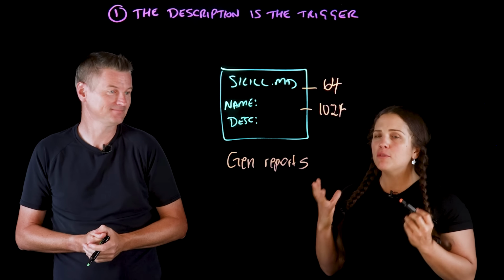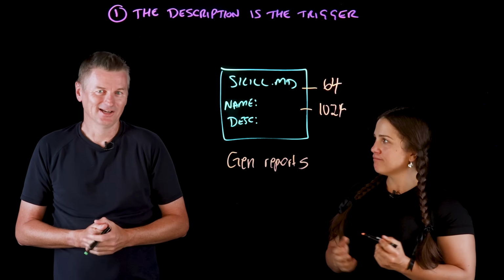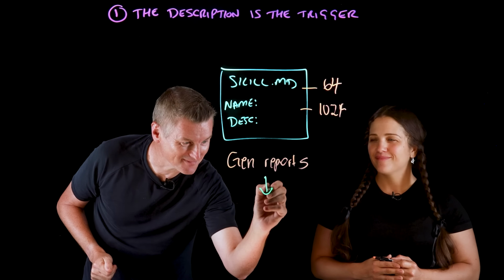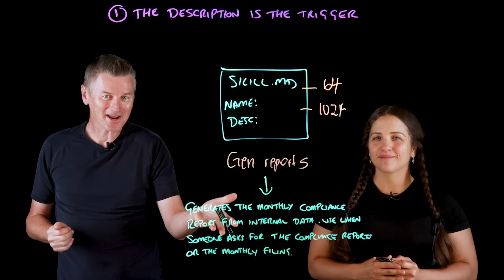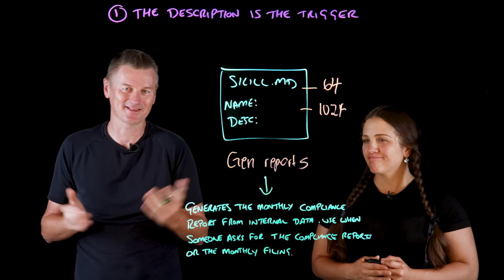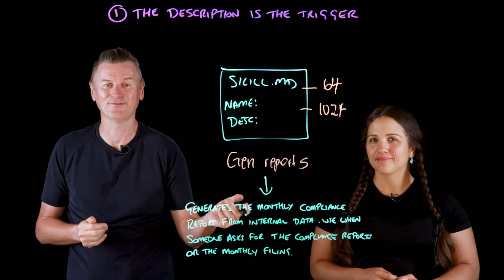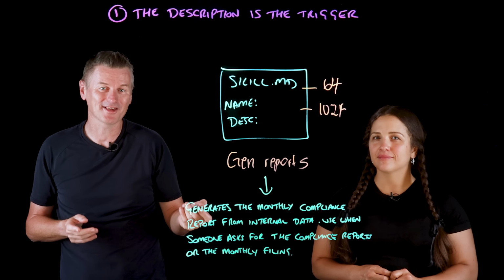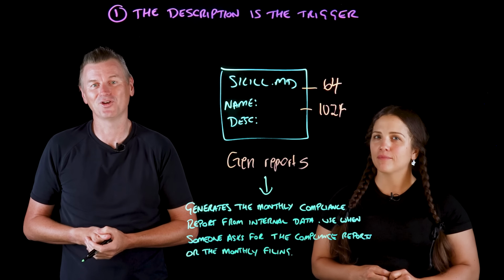Right. The fix is to say what the skill does and when the agent should make use of it. All right, give me a good version of a description. This sounds like a bit of a test, but fortunately, here is one I made earlier. Generates the monthly compliance report from internal data. Used when someone asks for the compliance report or the monthly filing. Something like that. It says what the skill does, and it also says when the skill should do it.